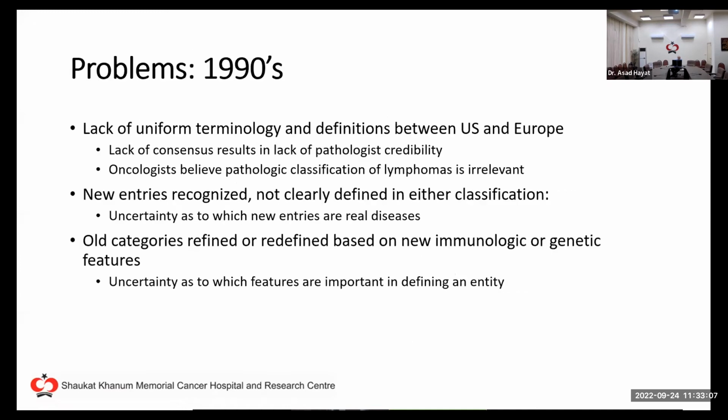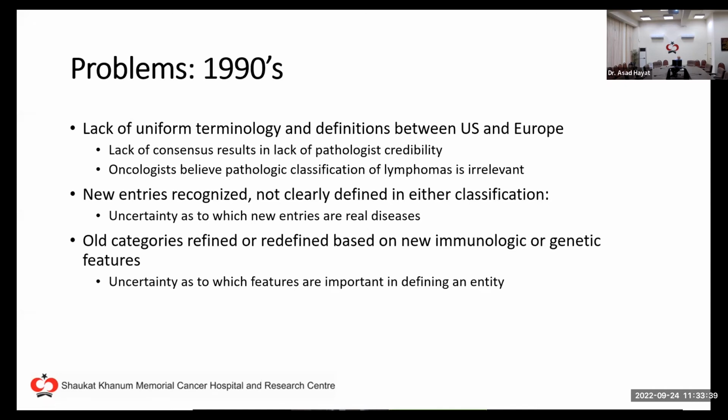So in the 1990s, it was felt that there was a lack of uniform terminology, especially between people in the US and in Europe, two traditional areas where I think a lot of this work was being done. So there was a lack of consensus, and certainly I think pathologists still lack credibility. And naturally, if the treating oncologists don't have much confidence in what the pathologist is saying or whether it means something, then that's sort of not a good thing.